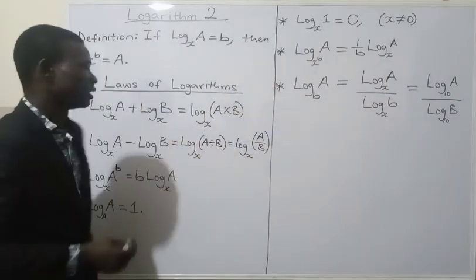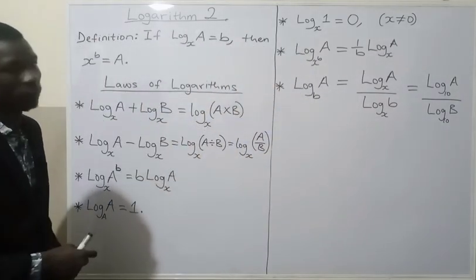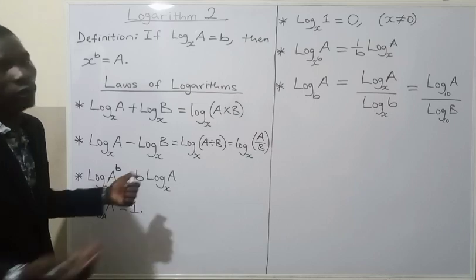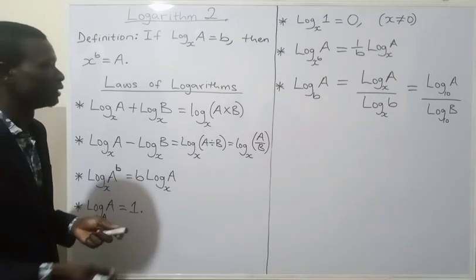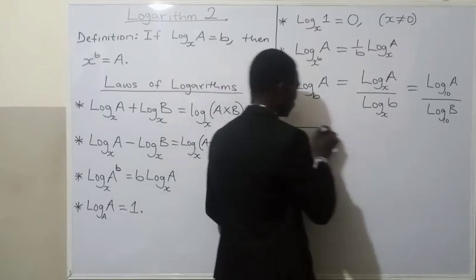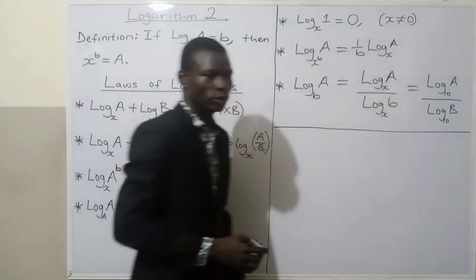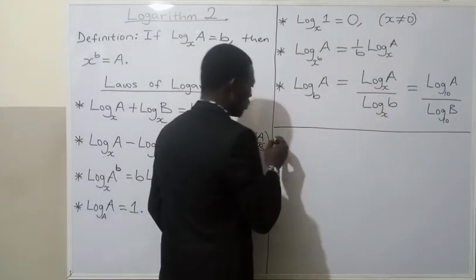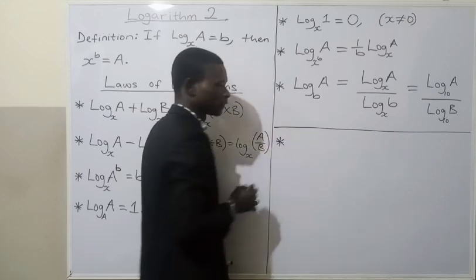So these are the 7 laws of logarithm that we may come across at different points in time. Now, I want to give us two extra. The first one is this.